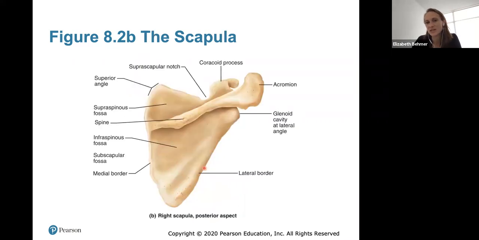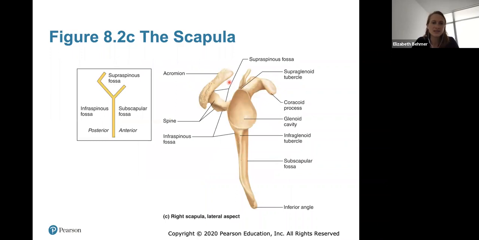And here's the posterior side of the scapula. You can see the superior and inferior angle, medial and lateral border. You see the spine of the scapula, and you can feel that spine and how it ends in the acromion at the top, and the coracoid process on the anterior side. Here's the scapula, and looking at the scapula from the lateral view.